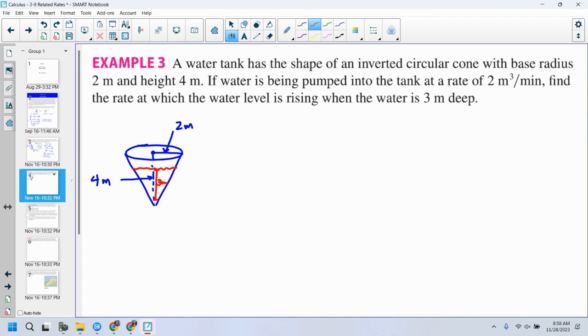Okay, so I got my diagram drawn. Let's also say water is being pumped into the tank at a rate of 2 cubic meters per minute. Okay, what is that? That's volume, right? And I'm talking about it in terms of a rate. So I know that dV/dt, the volume is changing at a rate of 2 cubic meters per minute.